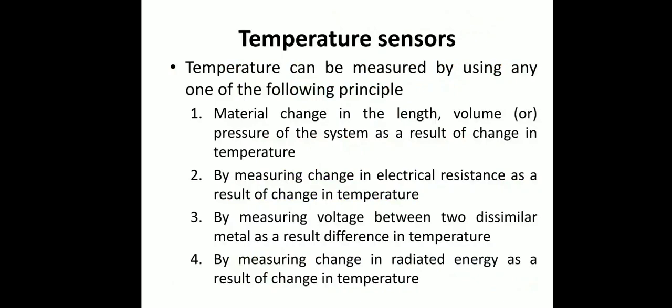Next, by measuring voltage between two dissimilar metals as a result of difference in temperature. This is known as the Seebeck effect, and a thermocouple is an example of this kind. By measuring change in radiated energy as a result of change in temperature. This kind of equipment is used for measuring very high temperature. Radiation is one of the three modes of heat transfer. You know that conduction, convection and radiation are the modes of heat transfer. By measuring the radiated energy, we can determine the change in temperature.